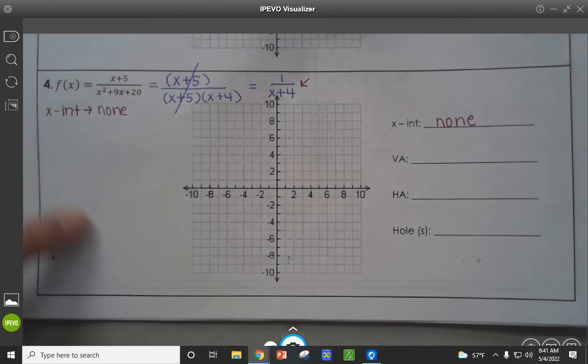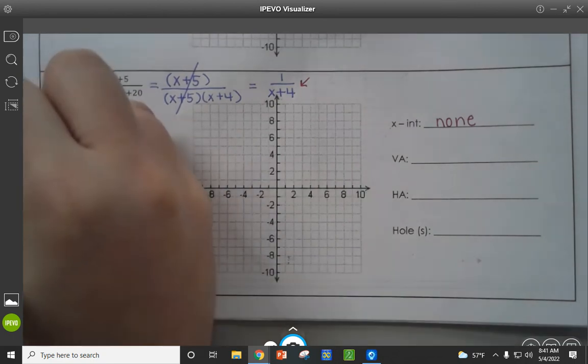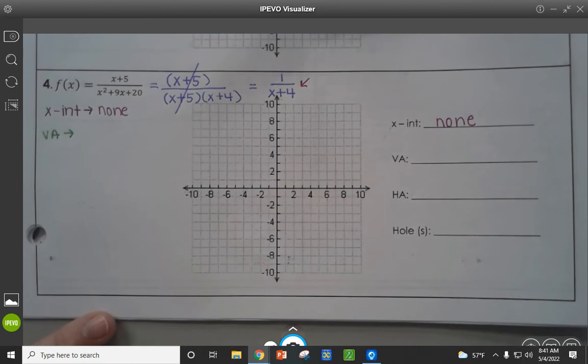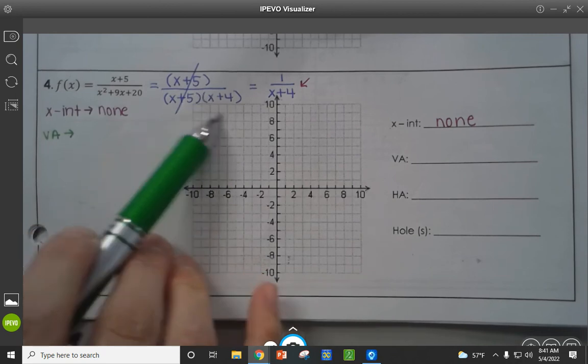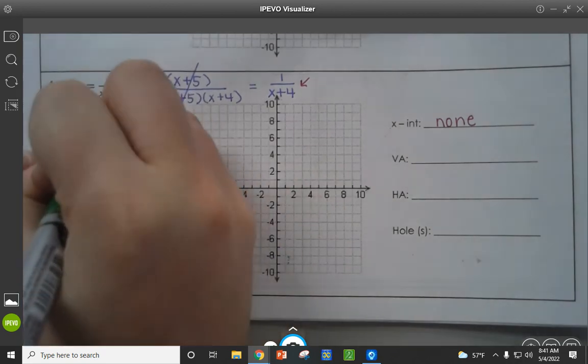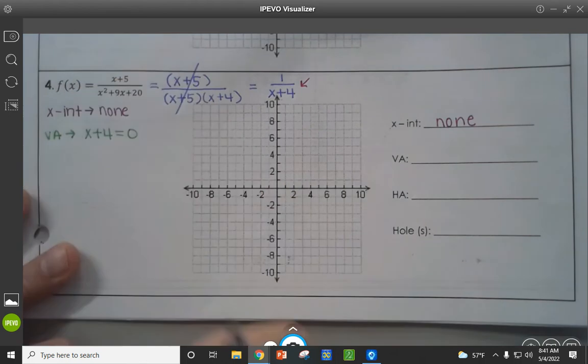Okay. The vertical asymptotes, those are where in the denominator we had a factor that did not cancel. So I had this x plus 4 that did not cancel. So I'm going to set that equal to 0.